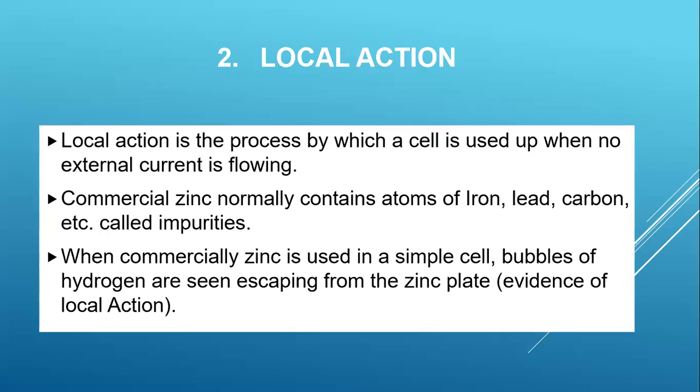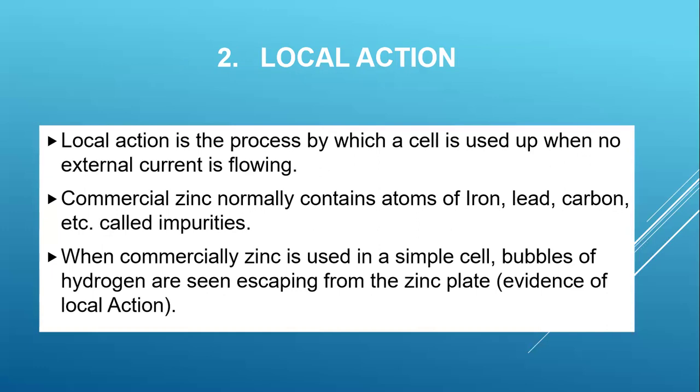Now, let's move on to the second defect, that is local action. Local action is the process by which a cell is used up when no external current is flowing. So local action is a kind of defect that occurs in a cell when there's no external current flowing through the cell.